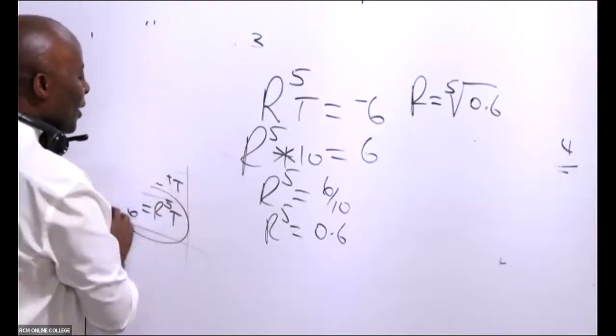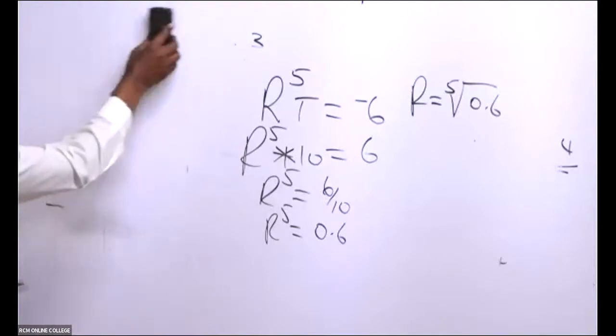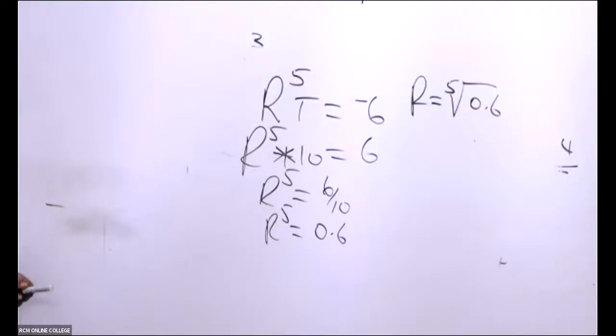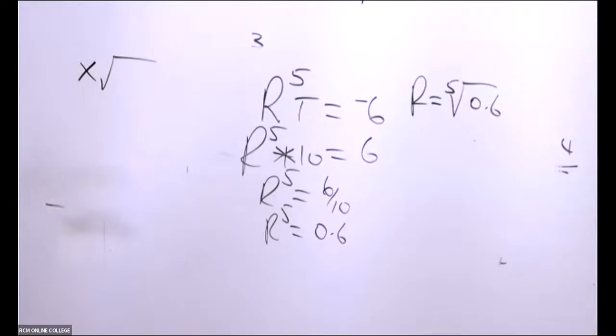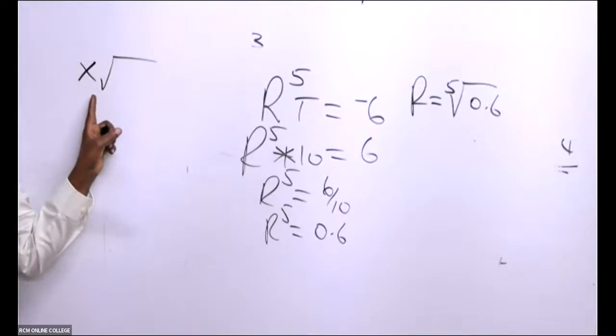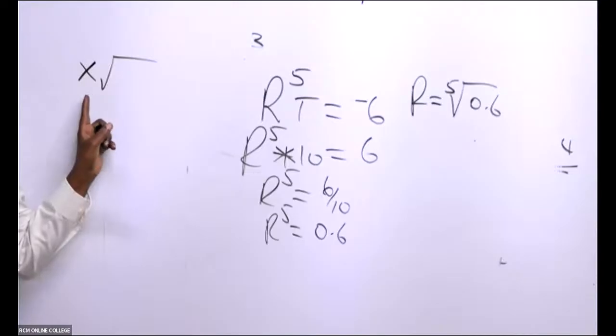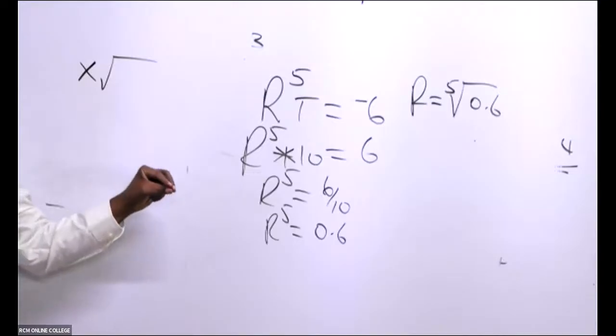Lakini nataka mnifanyie favor mwanzo nyote. In your calculators there, are you able to see something written x root? X root. So which color is it? Is it yellow or something? Yellow, eh? So meaning for us to access it, we must use shift.